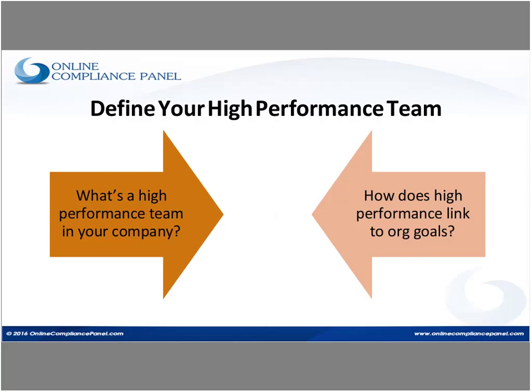And if you decide to look through that lens of defining high performance, a couple of questions: what's a high performance team in your company? And then again, how does high performance link to organizational goals? Because anytime we're looking at performance, we need to make sure it links back to the organizational goals. What are the business strategies and objectives? What is your company trying to accomplish? What are its strategic objectives? And then making sure, based on that, you understand what high performance looks like.